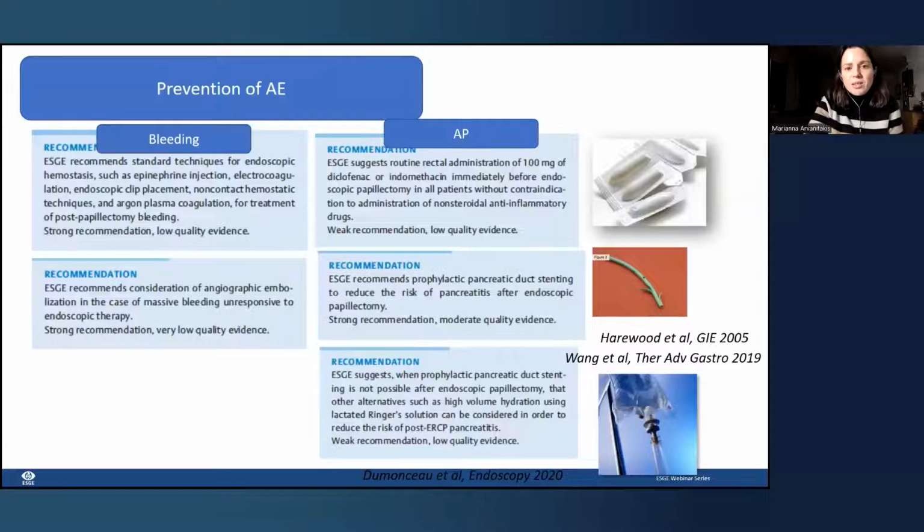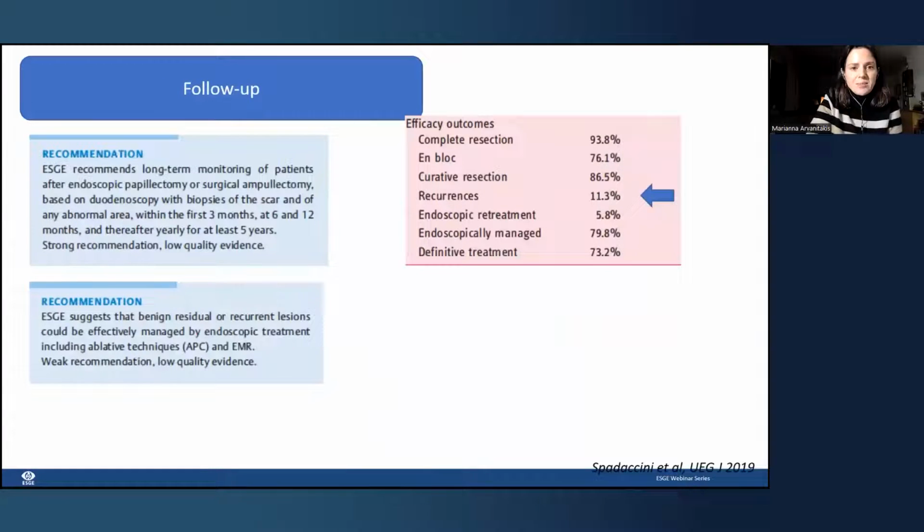For acute pancreatitis, rectal NSAIDs, it's a recommendation, but it can help, extrapolated from the ERCP literature. And stenting has been shown that it can protect if we can find easily the pancreatic duct, and of course it's not pancreas divisum. And finally, a recommendation for hydration in case we have contraindications for the NSAIDs.